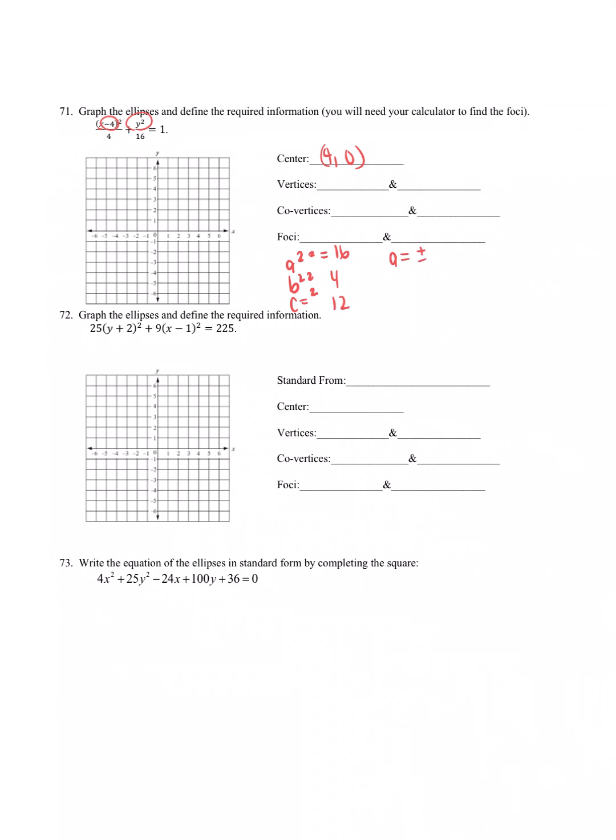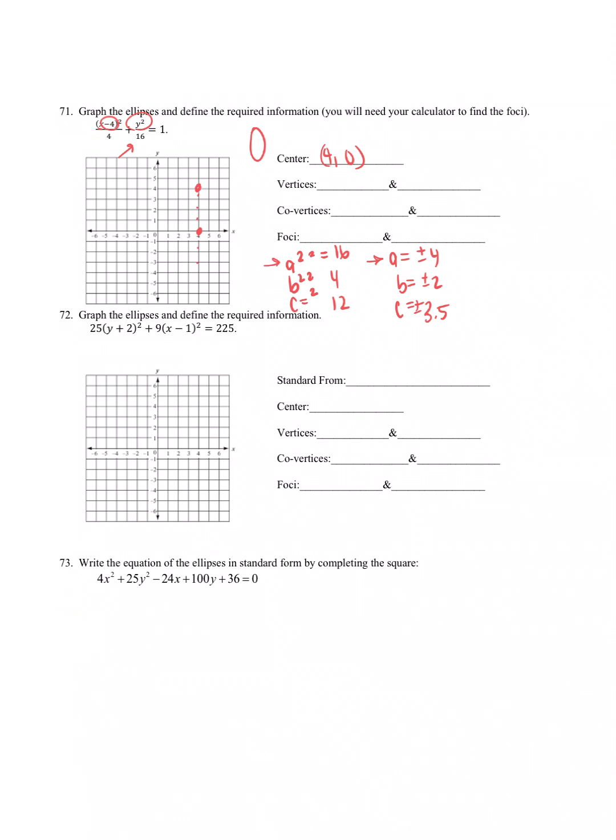We want our a value plus or minus 4, b value plus or minus 2, c value plus or minus square root of 12, to 3.5 about. We're guessing. Okay, so now what we're going to do is locate that center, 4, 0. This has a stretch on the y, so it's going to look like this. And we're going to go up and down the a value, up and down 4.